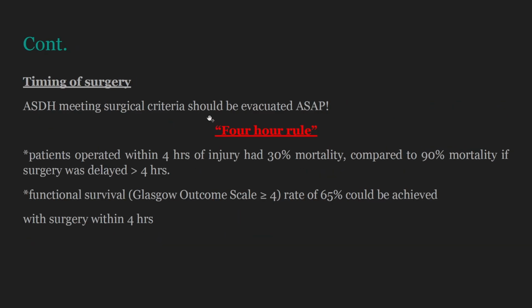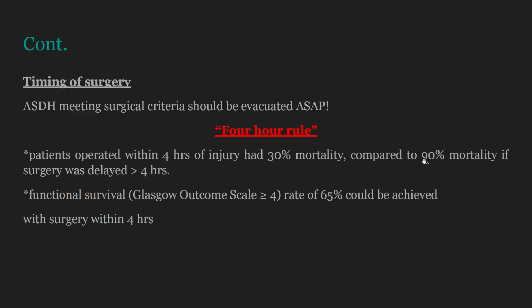And we should focus on the timing of the surgery itself, okay? Because acute subdural hematoma, if it was meeting the surgical criteria, it should be evacuated as soon as possible, okay? But in research they found what is called the 4-hour rule, okay? So if the surgery was performed in the 4-hour time frame, it will be more beneficial to the patient, because they found that if the patients operated within 4 hours of the injury, will have 30% mortality compared to 90% mortality if the surgery was delayed to more than 4 hours. Okay, so the mortality of the patient is 90%.